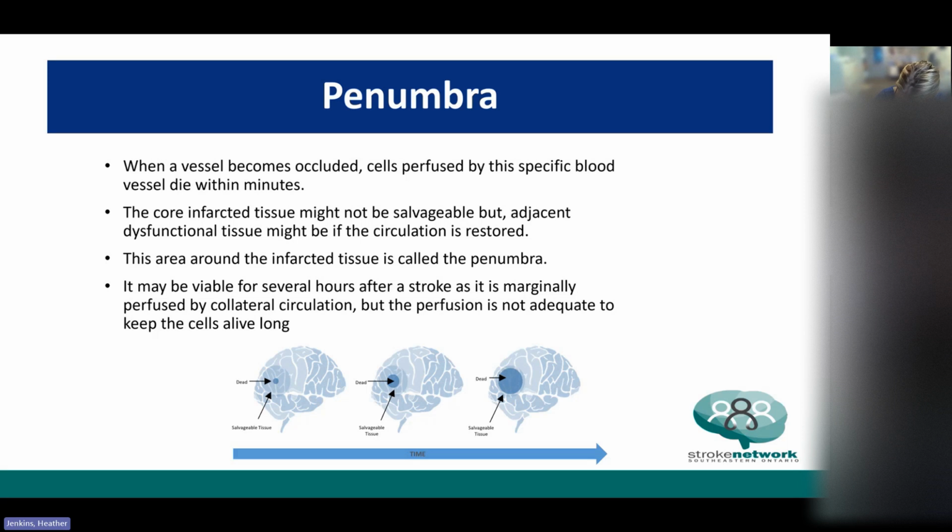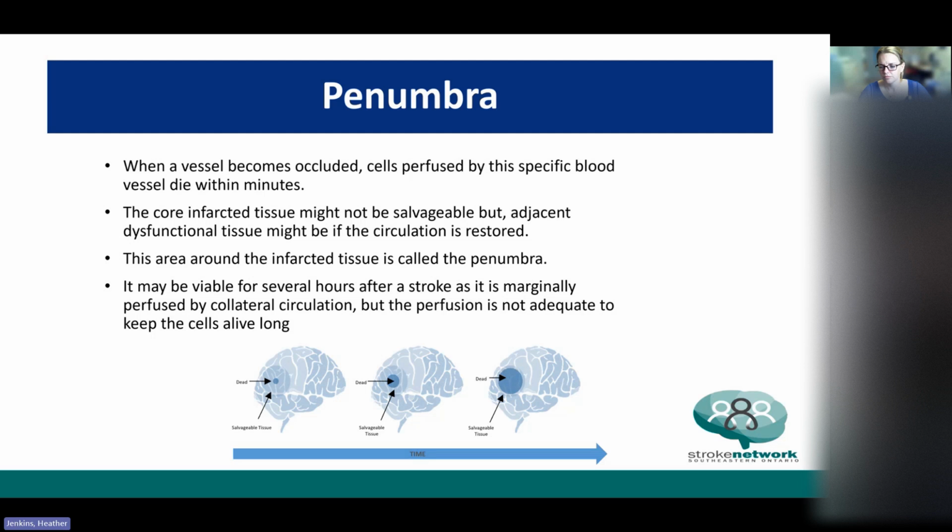So those cells haven't died. And if we can restore the blood flow to those brain cells that aren't doing so fantastic, that's what is salvageable, and that's what can reverse the signs and symptoms of a stroke. But we only have a certain amount of time for this to be effective. Those cells aren't receiving enough. So while they may survive for several hours, eventually, if untreated, those cells will go on to die as well.